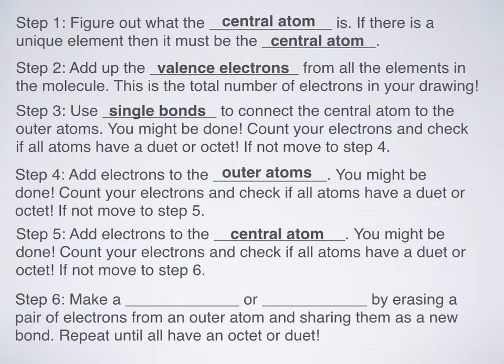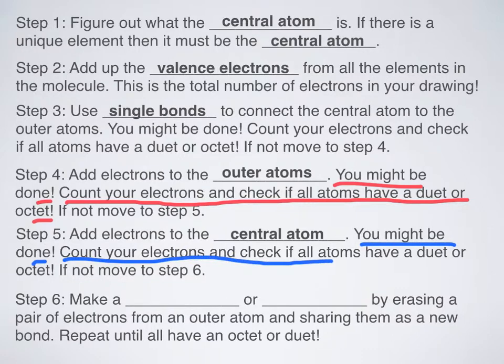All right, step 4. Now add electrons to your outer atoms. And then once you've done that, it says you might be done. So just like before, count your electrons and check if atoms have a duet or an octet. If not, then you move on to step 5. Step 5 now says you add electrons to your central atom. And then again, you might be done. So count your electrons and check if all atoms have a duet or octet. If not, your last resort is moving on to step 6.